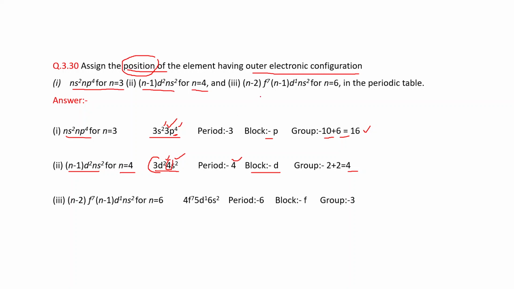Okay. Now next one is (n minus 2)f7 (n minus 1)d1 ns2 for n equal to 6. If n is equal to 6, we can write its electronic configuration as 4f7 5d1 6s2. Principal quantum number of outermost shell is 6. That's why period is 6. And this belongs to the f block elements. How can we find out? Because this f is a partially filled subshell. And as we already discussed, all the f block elements belong to group 3.